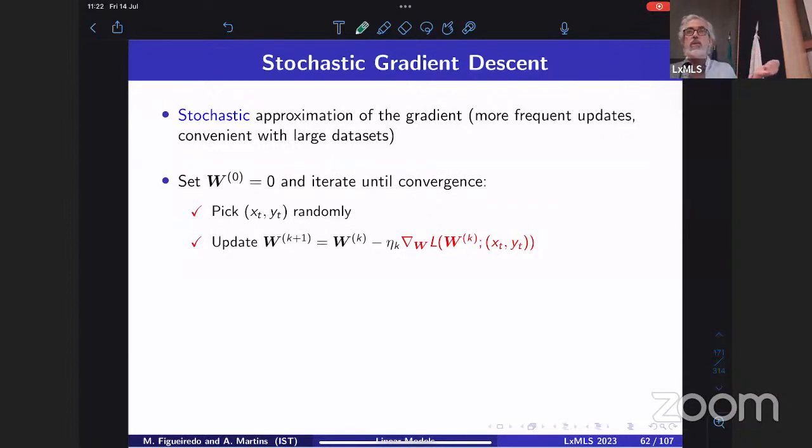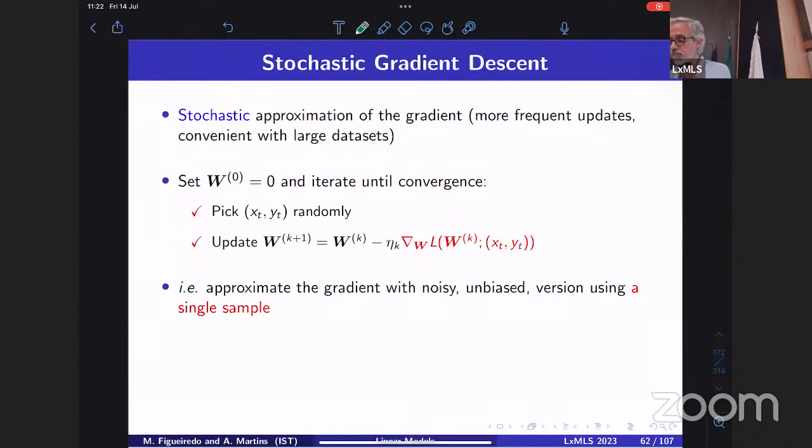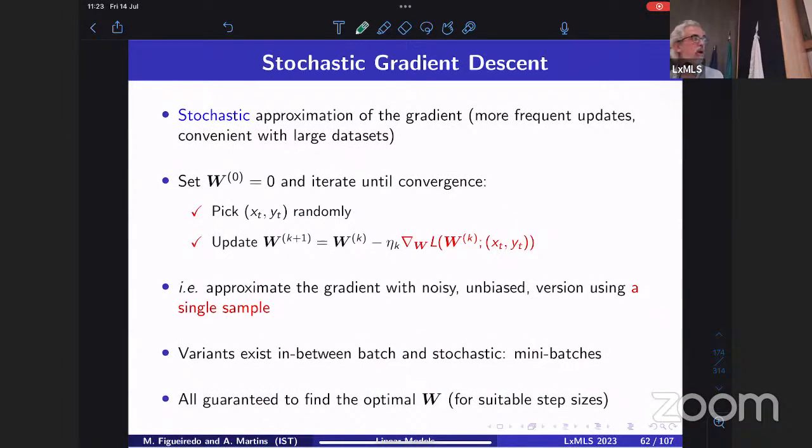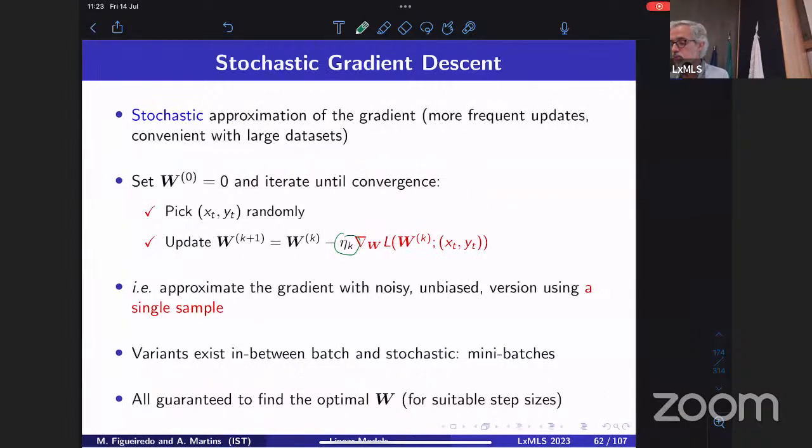Notice that it's very similar to the perceptron. The perceptron only updates looking at one point at a time. So you look at the point, you compute the loss, you make the parameters a little better for that point, and then you repeat by picking different points randomly. So essentially you're approximating the gradient. I have a picture in the next slide that explains this idea, a noisy and biased version using a single sample. I'll explain what I mean by that. There are variants, I'll go back to this. This is all guaranteed to find the optimal W if I select the step size correctly. So this step size selection is a very crucial issue, and it's still an open problem how to do it really correctly.